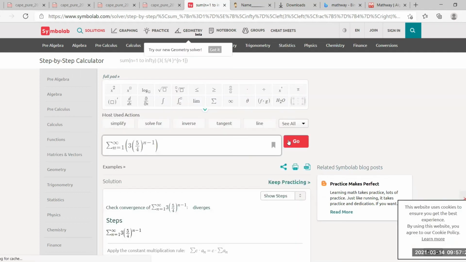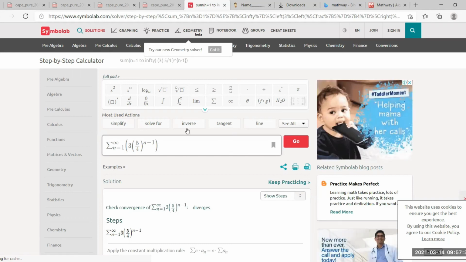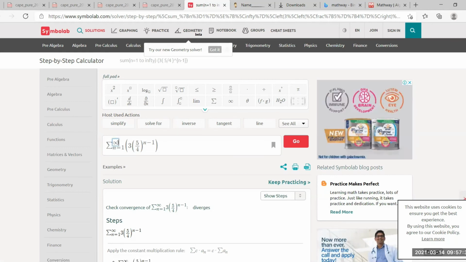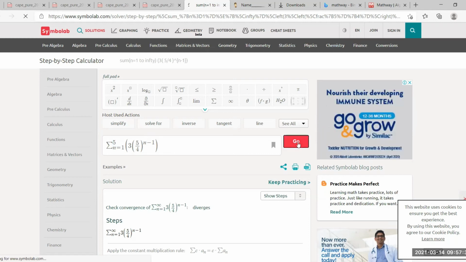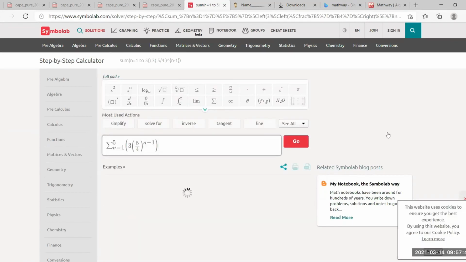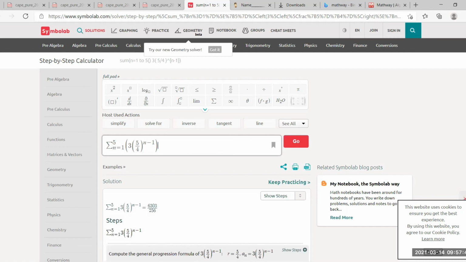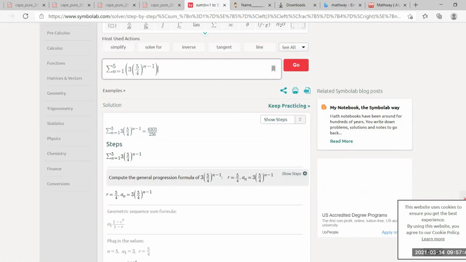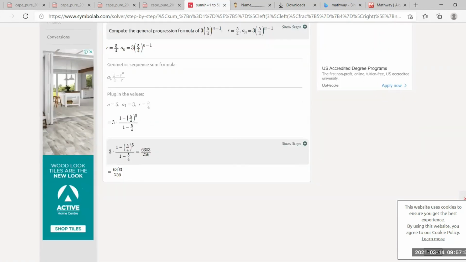There it is, diverges. So it indeed diverges. And if you just want to check that you created the correct formula as well, if you were to evaluate the sum from 1 to 5, you're going to get back the same 5 terms that you saw in there. You're going to get back the same form right here.